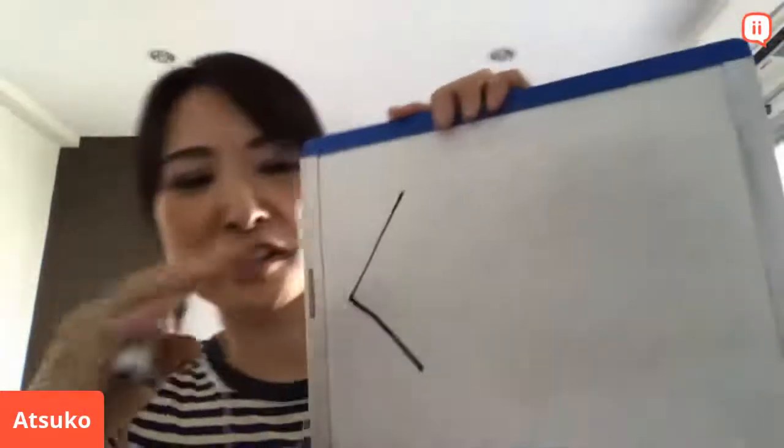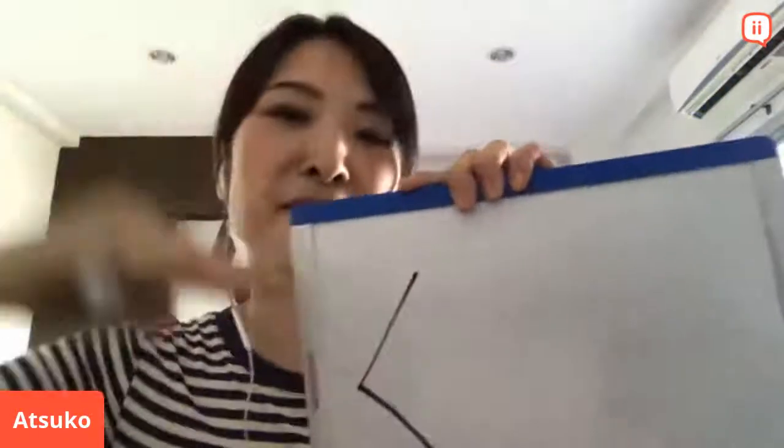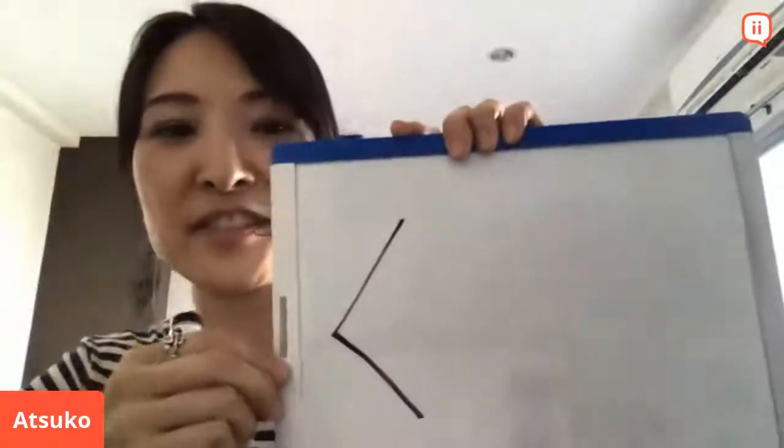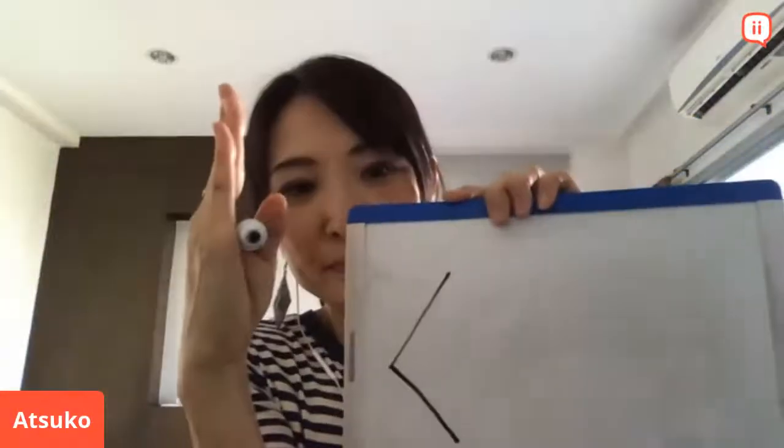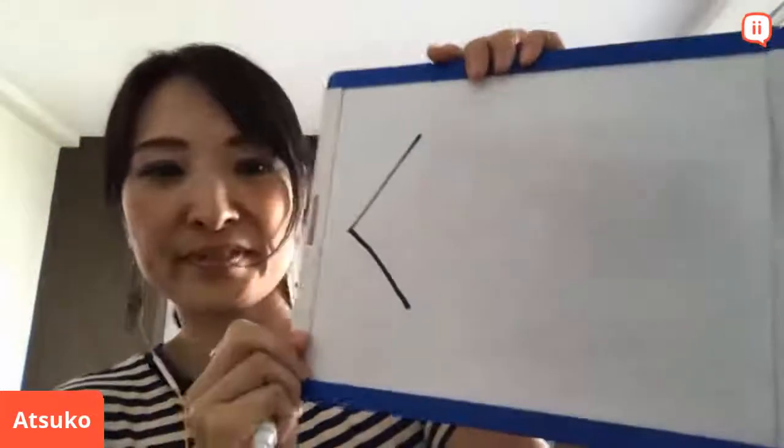Next is ku. Ku is very easy. Not so many things to say. It's symmetry. Upper half and bottom half symmetry. And ku is very slim. Easy. Next, ke.